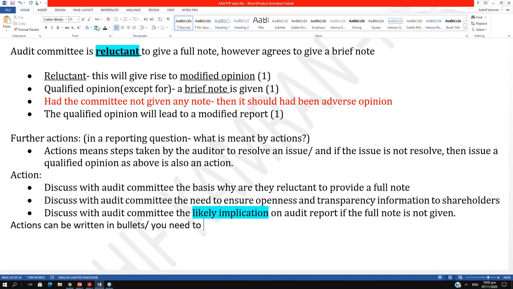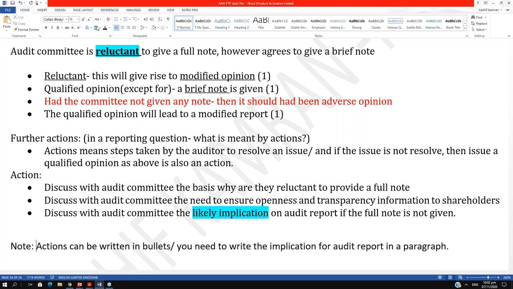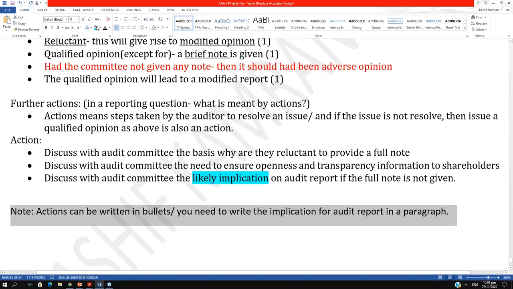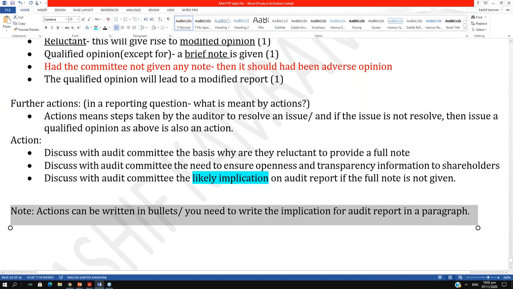but you need to write the implication for the audit report in a paragraph. The implication for audit report in a paragraph. Is that clear to everyone? So this is a note for all of you. Is this December 13 paper clear to all of you? On this basis, you have to solve the December 18 paper, question number 2 on going concern.